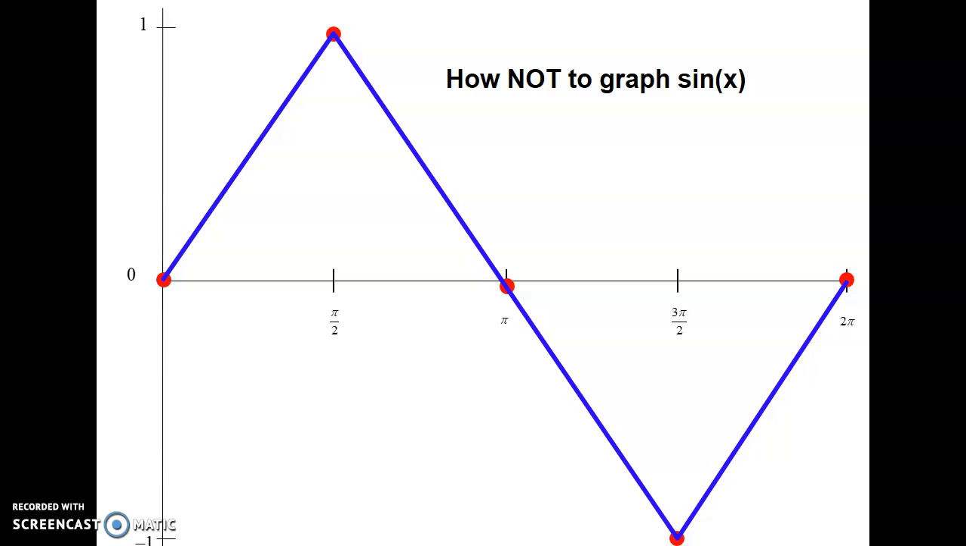All right. And that's the basic introduction of the sine function and the cosine function. So now you can graph a basic sine and cosine graph. All right. That's it.